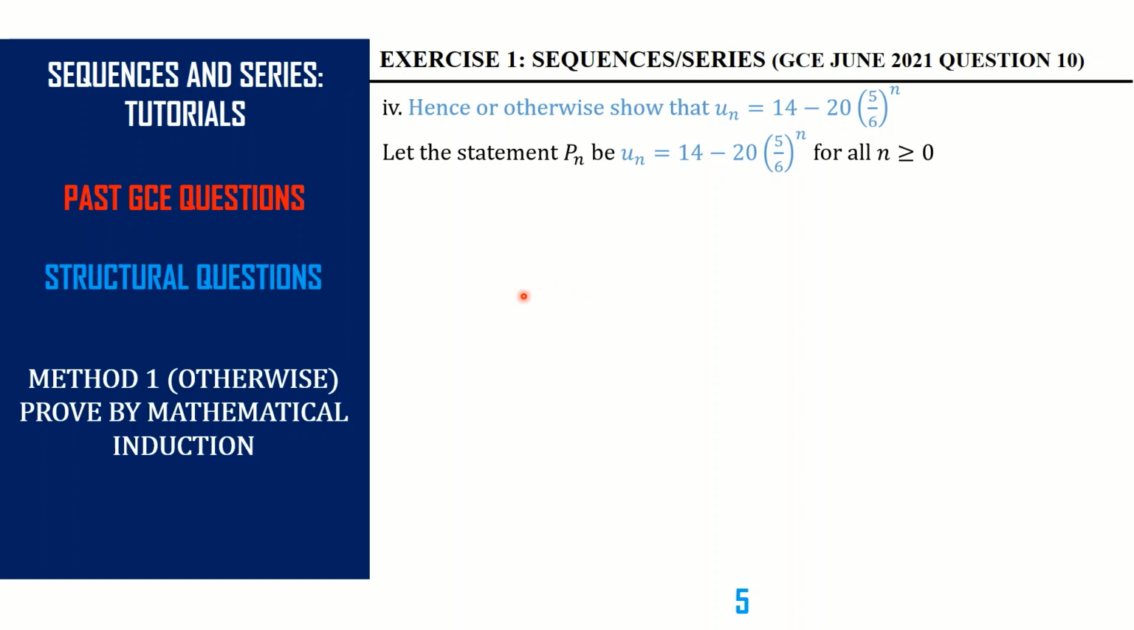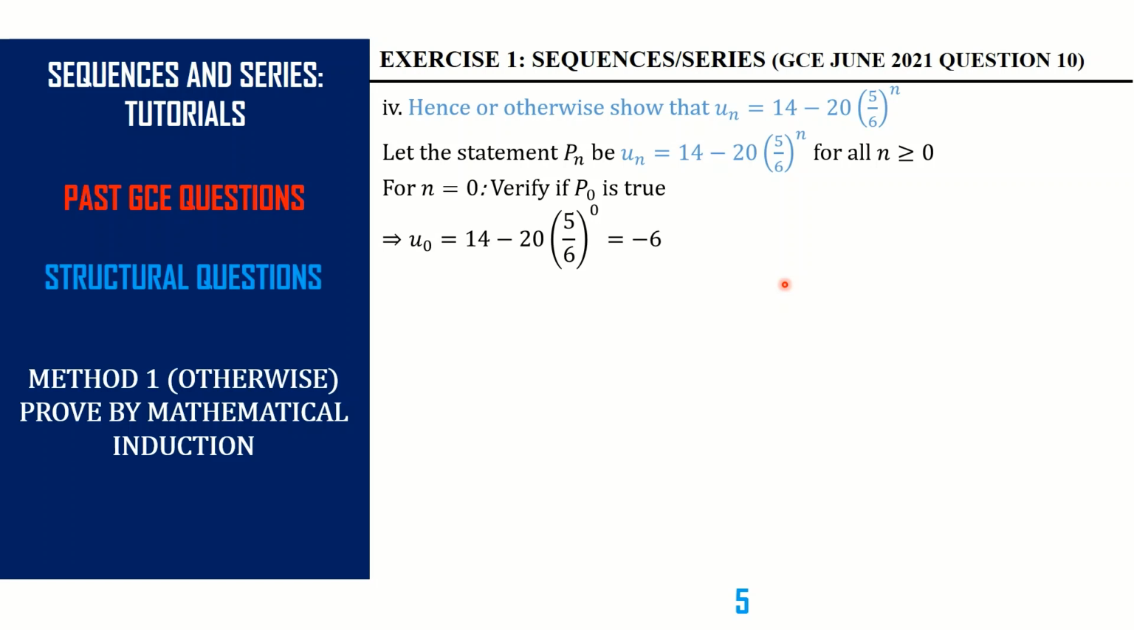Now to carry out this mathematical induction process, we need to begin with what we call the base case, meaning we verify if the statement P(0) is true, because if the initial statement is not true, then we cannot proceed. So for n equal to 0, we should verify if P(0) is true. Now P(0) being true means that u_0 should be equal to 14 minus 20 times (5 on 6) all that raised to the power 0, and it should be equal to the initial value of u_0 that they gave us.